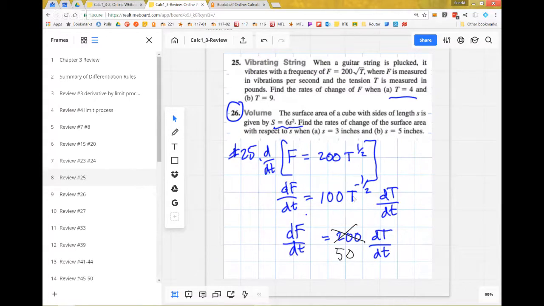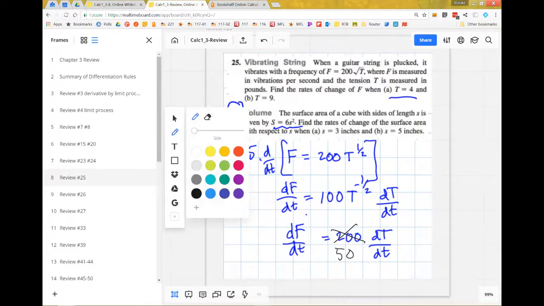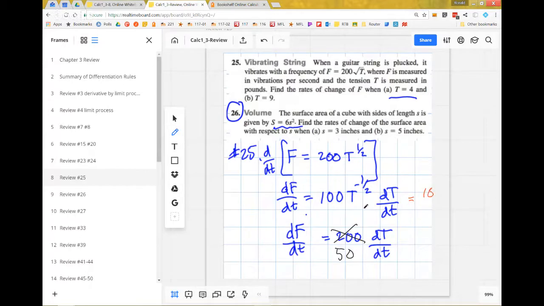So I really should have rewritten this to clarify it. That's equal to 100 over t to the 1/2, like that. That's the translation of that. And in the case when t equals 4, this would be 100 over the square root of 4, and 100 over 2 is 50. So like I said, this should be 50 here.